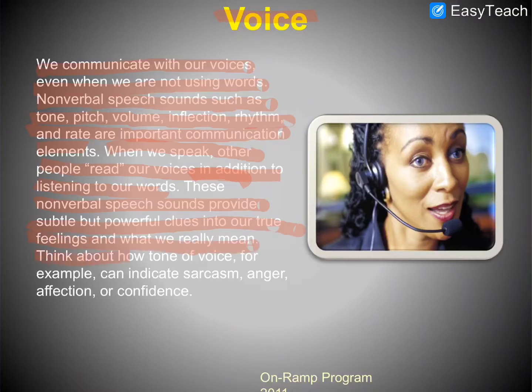Okay. Think about how tone of voice, for example, can indicate sarcasm, and affection or confidence. So your tone of voice is actually one of the nonverbal communications. The tone of the voice, not the voice. When you talk, it's actually verbal communication, but the tone of the voice is nonverbal communication.